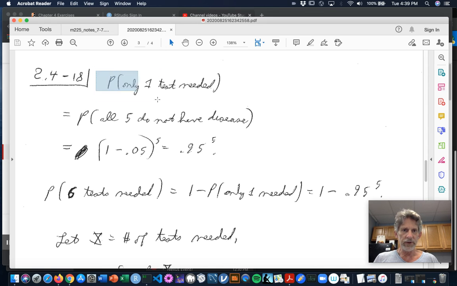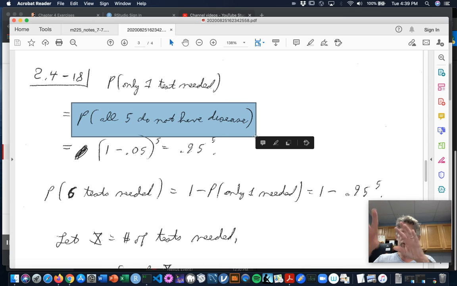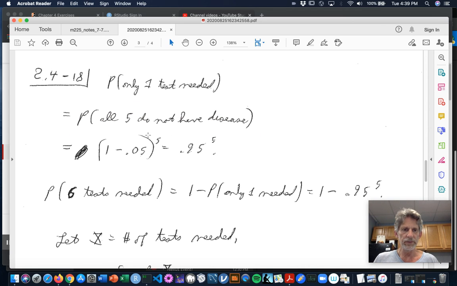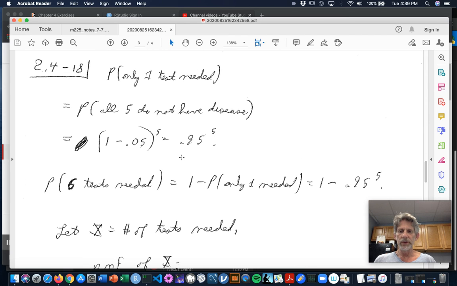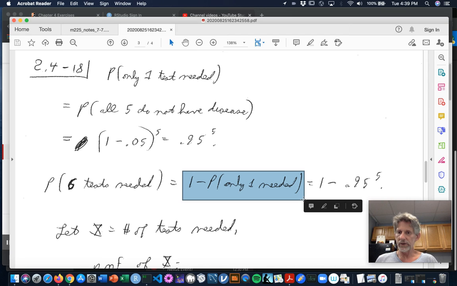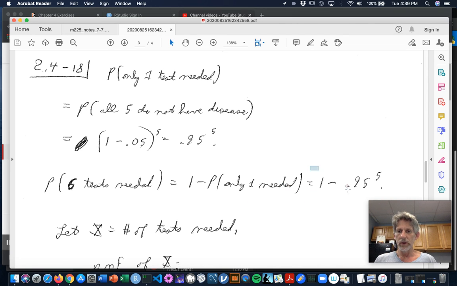So I am first going to find the chance that only one test is needed. That's the chance that none of those 5 people have the disease, and that would be 0.95 raised to the 5th power. On the other hand, what's the chance that you need to do 5 more tests, one on each of the people, for a total of 6 tests? Well, that would be 1 minus the chance that you don't need to do the extra test. So that's 1 minus 0.95 to the fifth.